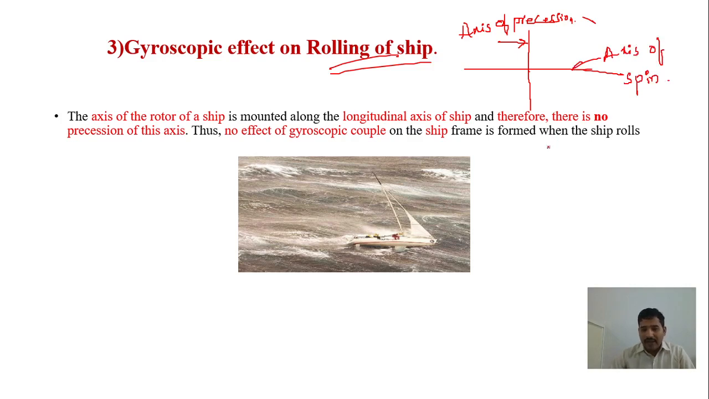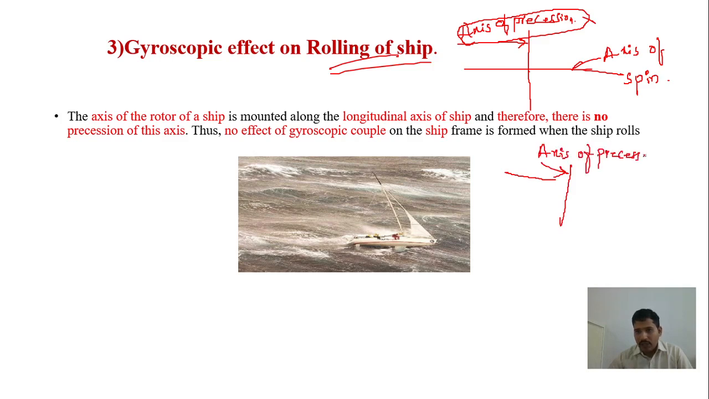If the axis of precession becomes parallel to the axis of spin, then there will be no gyroscopic couple acting on the body of the ship.